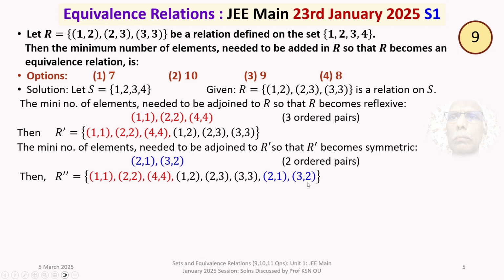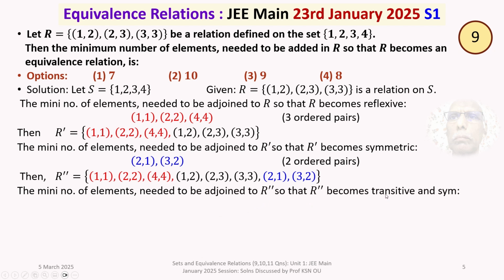But you want an equivalence relation, so it should also be symmetric. When you adjoin (1, 3), (3, 1) also you have to adjoin. And look for the transitivity again. (1, 2), (2, 3), (1, 3), and the symmetric is (3, 1). And any other? See, the minimum number of elements needed to be adjoined to R double prime so that R double prime becomes transitive and symmetric both: (1, 3), (3, 1). 2 ordered pairs you have to add.